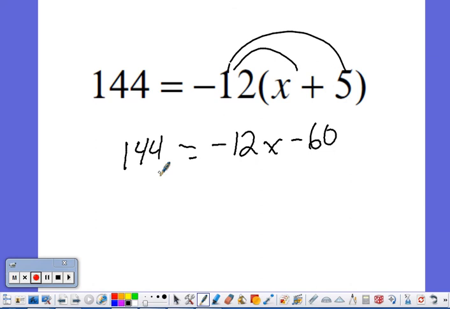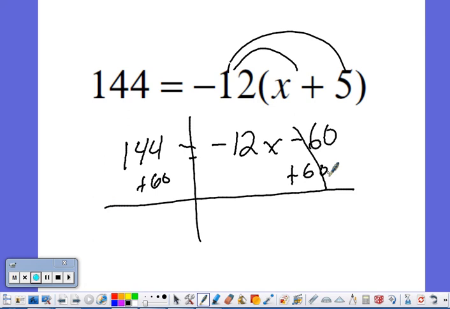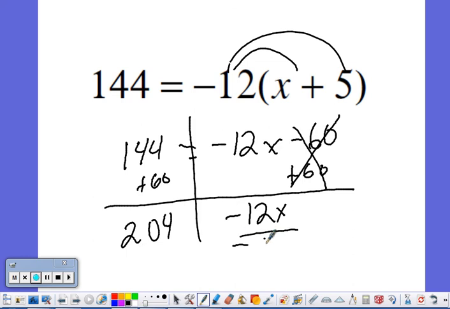That's it. So first thing I need to do is to get rid of this negative 60 right here, because again, we're reverse order of operations. So in order to do that, draw my river, add 60, draw my line, cancel everything that cancels out, drop everything that doesn't cancel out, so the negative 12x comes down. 144 plus 60, well, that is 204. Okay? Now I just divide both sides by negative 12.